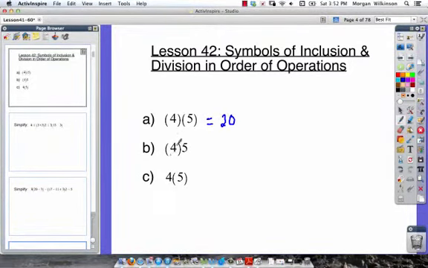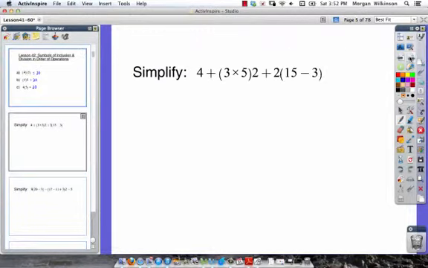The next problem we have 4 parentheses 5. This also means multiplication. When a number touches a parenthesis, it always means multiply. You want to find the product. And then again, in our problem C, this time our factor 4 is not within a parenthesis, but it's touching a parenthesis, so that means to multiply. So again, 4 times 5 must be equal to 20. We have to keep this in mind as we go throughout our lesson and when we work with symbols of inclusion. Let's look at our next slide.